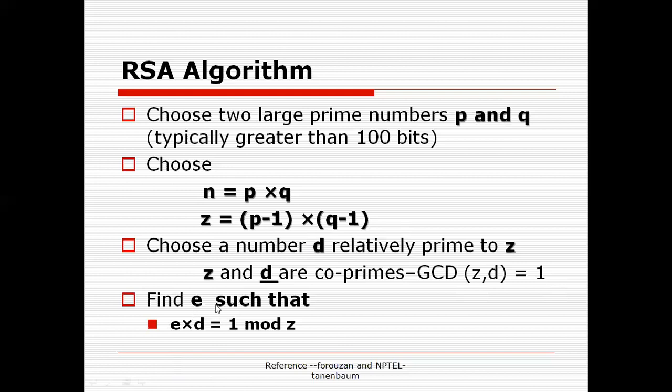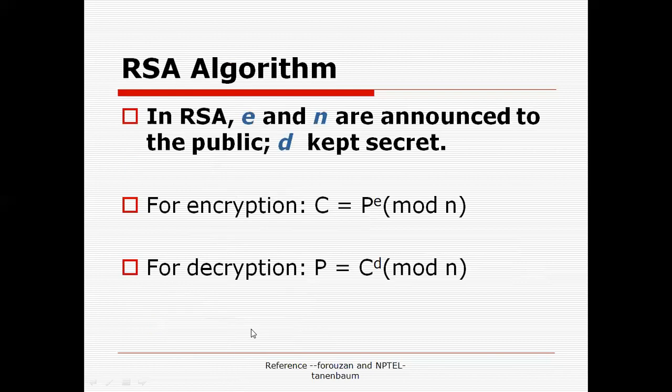Now E should be such that E into D is equal to 1 mod Z. This Z value I have taken from this value here. Step number 2: E into D should be equal to 1 mod Z. Sometimes we also say E is inversely proportional to D in a mod environment, or D is inversely proportional to E under the mod environment. So E into D is equal to 1 mod Z.